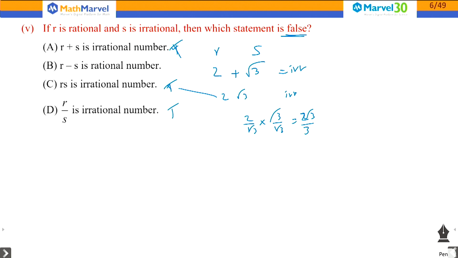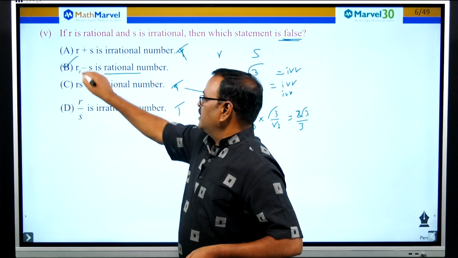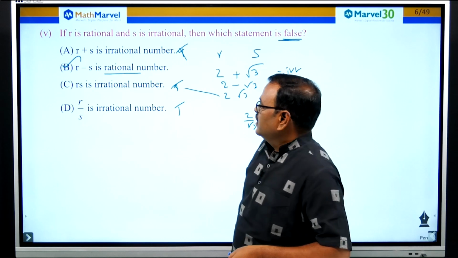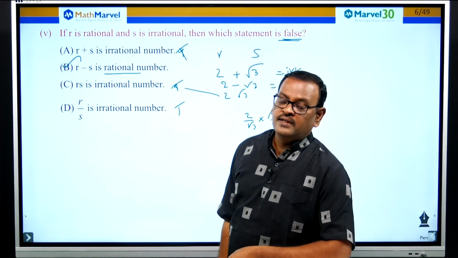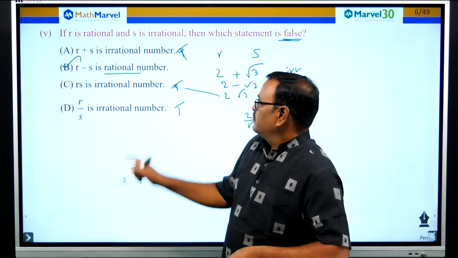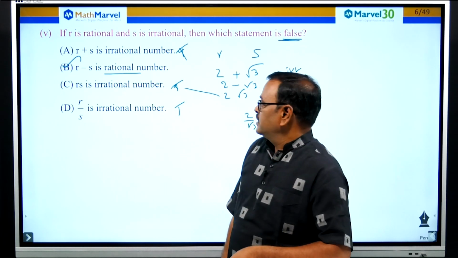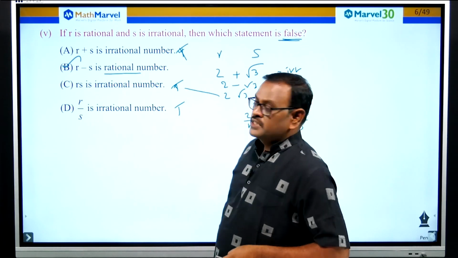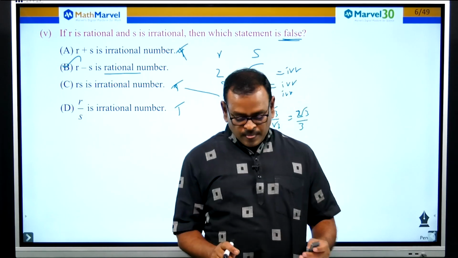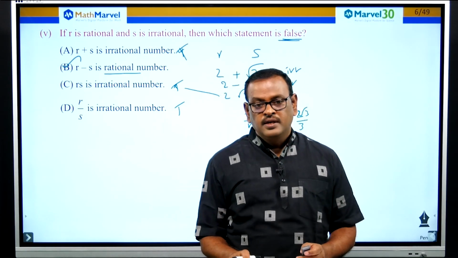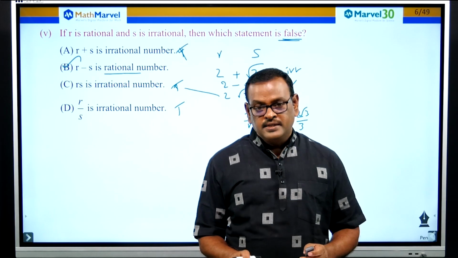R minus S is rational, that is a false statement because 2 minus root 3 is also irrational, but here it is given as rational. So the incorrect statement is option B, because the difference of a rational and irrational is always irrational, but here it is rational. Therefore that is the statement which is false. Okay. Now we discussed the case based question, another for irrational numbers.